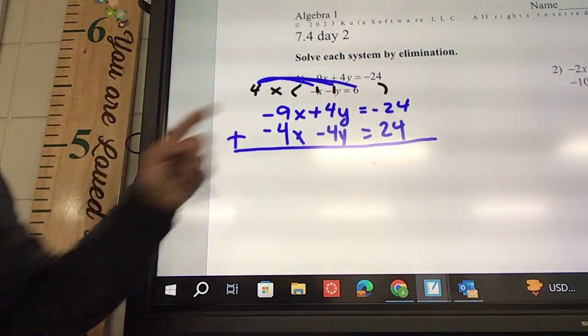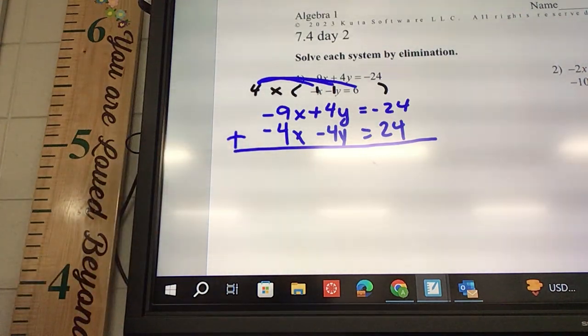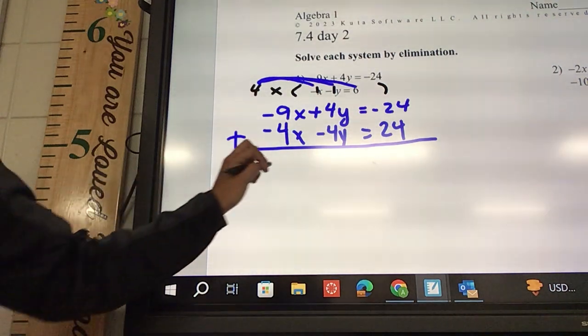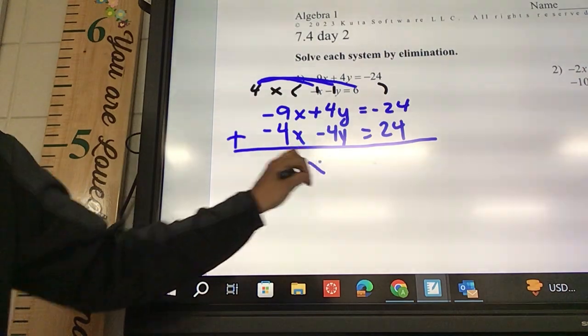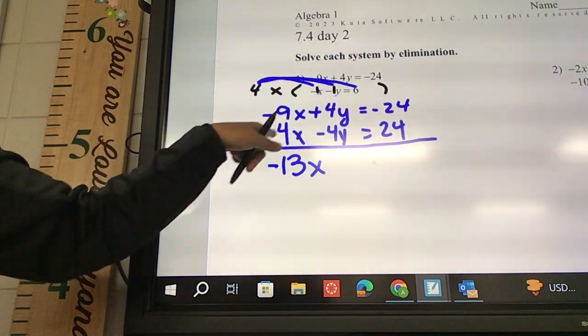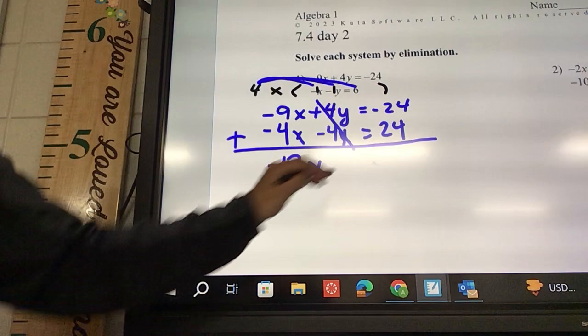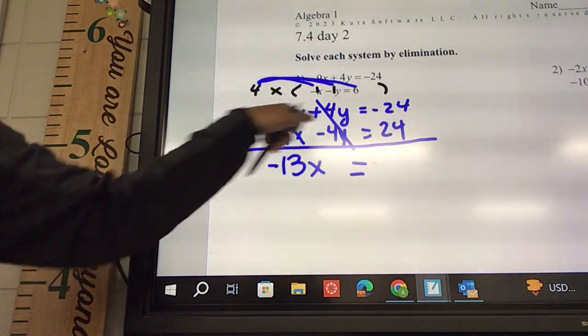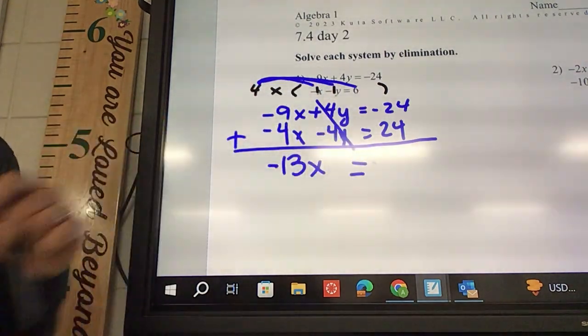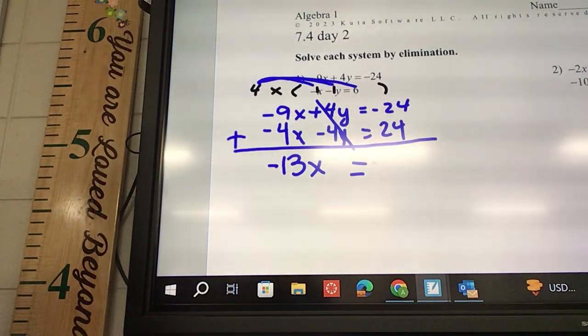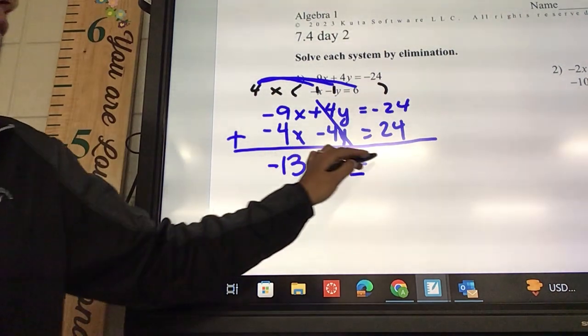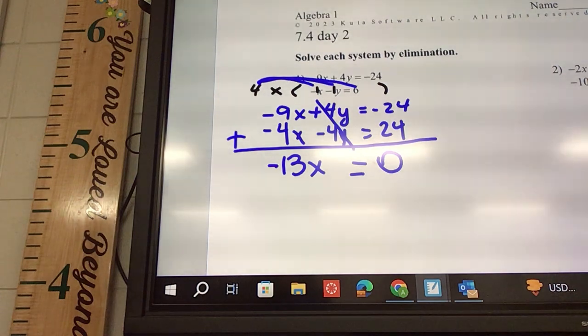Negative 9 plus a negative 4. What's a negative 9 plus negative 4? Negative 13x. Okay, for the y's, a positive 4 plus a negative 4 is going to cancel. Negative 24 plus 24 is going to be 0. Okay, and then what needs done? Divide.